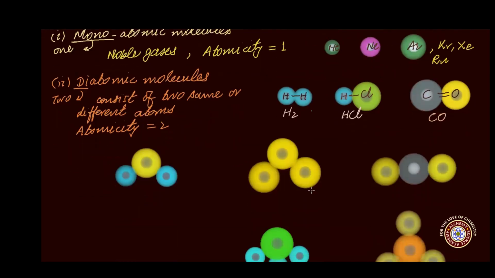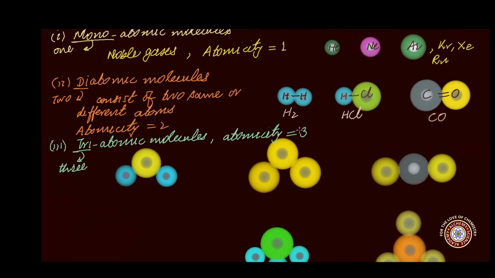Now let us move on to the triatomic molecules. This is the third type of molecules on the basis of atomicity. In triatomic molecules, the molecules consist of three atoms. The atoms can be identical or different. Tri stands for three, meaning such molecules have their atomicity equal to 3.